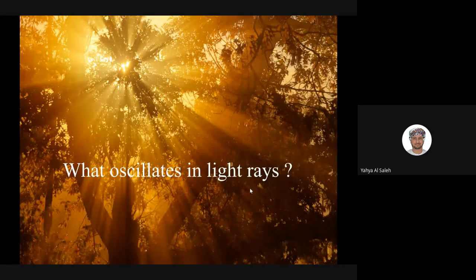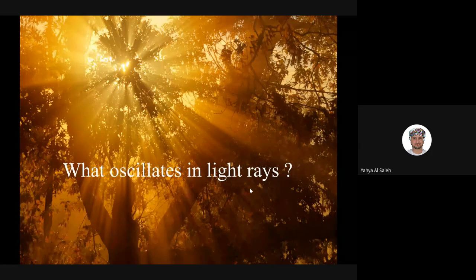Oscillations sometimes are physical oscillations of things that we can physically measure and see, like air molecules, like a string or a rope. If we tie it and shake it up and down, we can see it wiggle. And sometimes it's of things that we don't see with our naked eye, but still happen. An example of that is light rays.